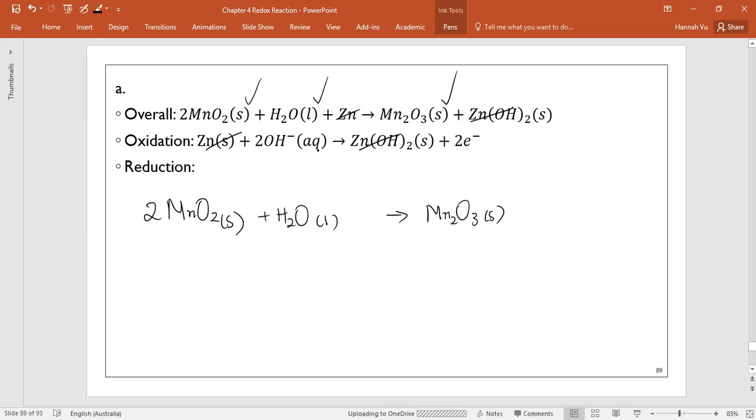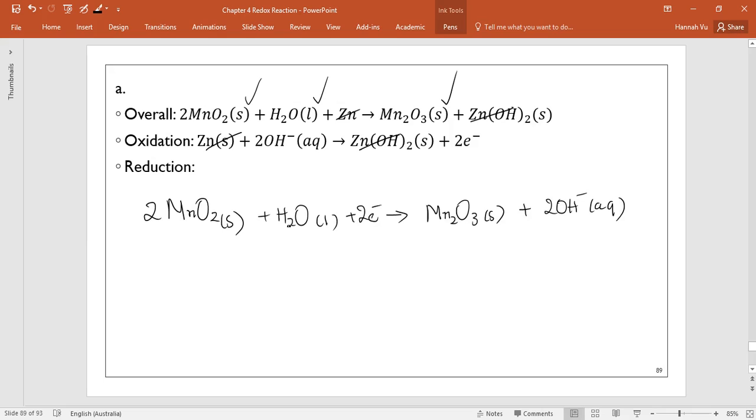Now the only two things that are left are the hydroxide ion and the electrons, which appear in the oxidation but not in the overall, which is another way of saying that when you add the two half equations together, they cancel out. So I need to put them on the opposite side. So if you have two hydroxide ions on the reactant side in oxidation, you must have two in reduction. So when you add them together, they cancel out, which is why they don't appear in the overall equation. And the same can be said for the electrons.